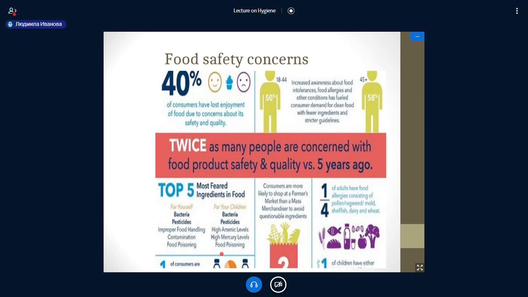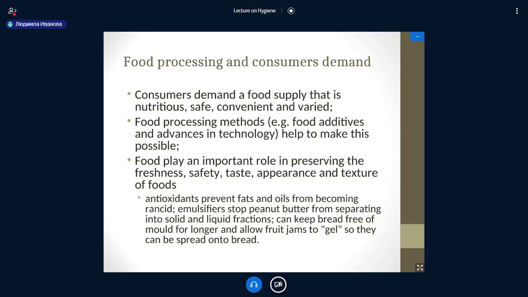People are more likely to shop at farmers markets than mass merchandisers to avoid questionable ingredients, but also to avoid genetically modified foods. But this is okay. It's not always the right choice if you are going to the supermarket, because there is another food safety concern if you are shopping at the local farmers market. Consumers demand a food supply that is nutritious, safe, convenient, varied. Food processing methods, food additives, and advanced technology help to make this possible.